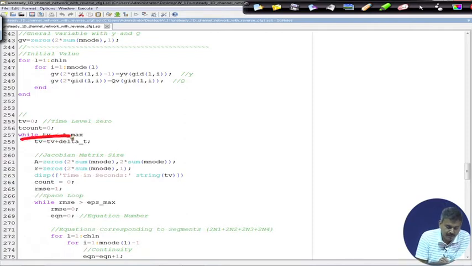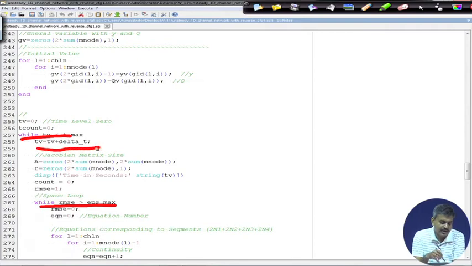This is our time loop, this is our space loop. So, after starting at TV equals 0 and T count, this is time counter equals 0, after entering we can increase this time value TV equals TV plus delta T, and we can specify our Jacobian matrix A and right hand vector which is R. Time display time in seconds, count equals 0, RMS equals 1 to enter into this space loop.